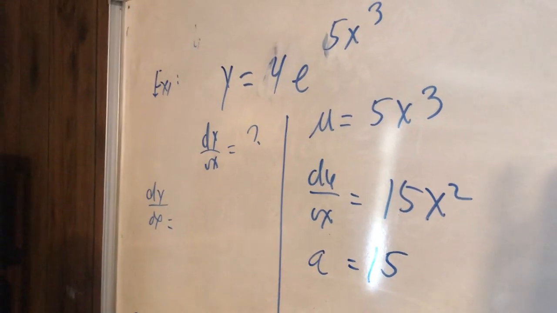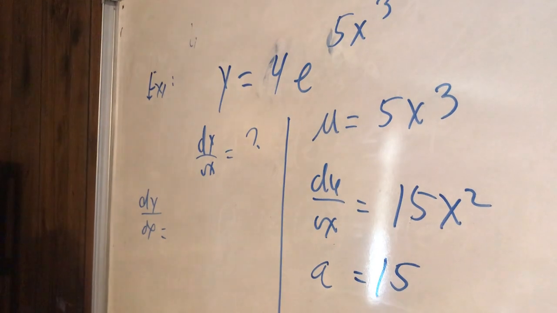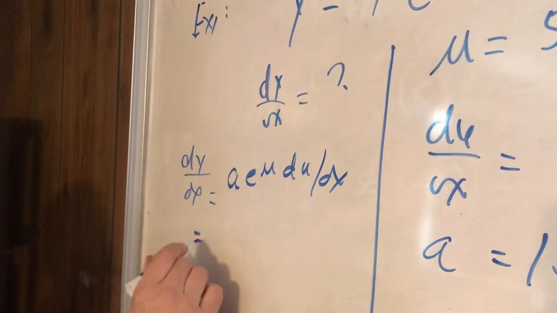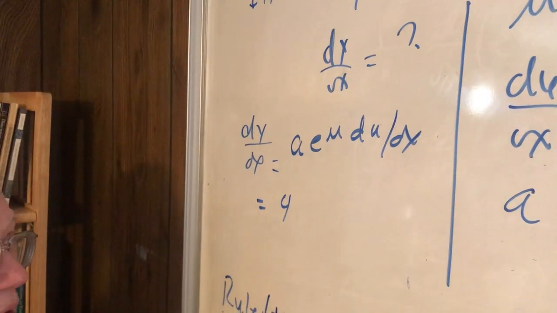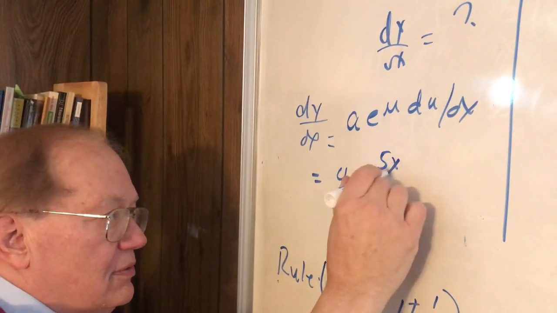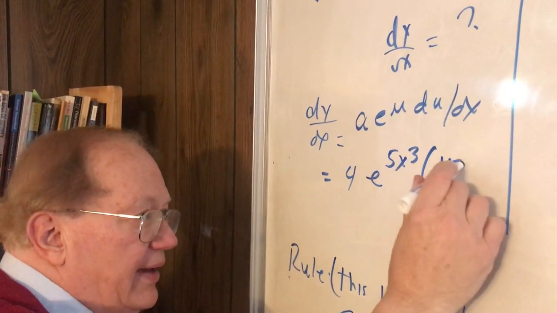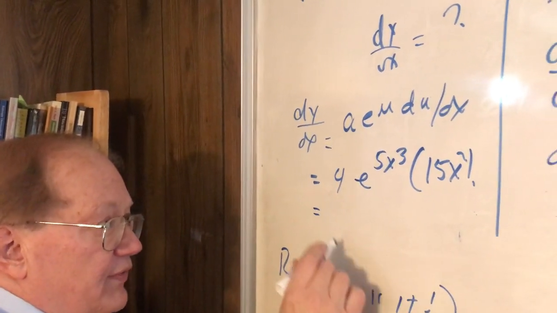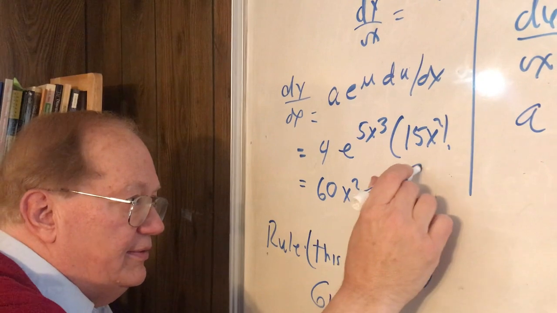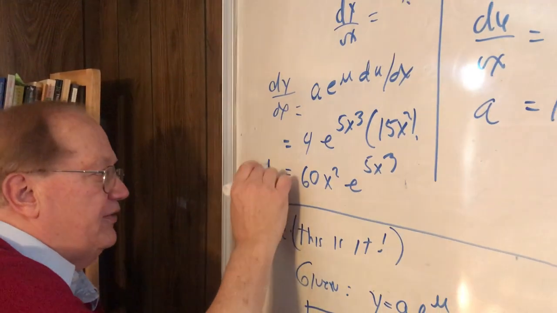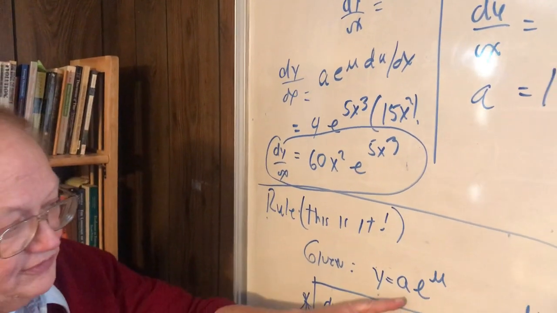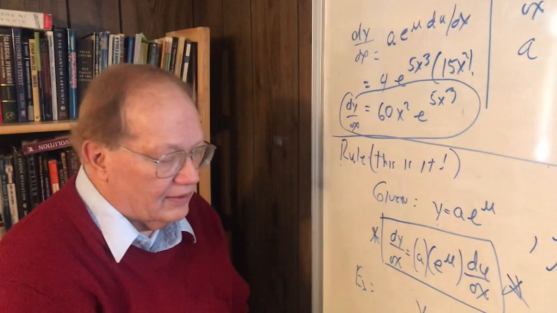So now dy dx is going to be a e to the u du dx. That's going to be 4 e to the u, which is e to the 5x cubed, times 15x squared. 4 times 15 is 60, x squared, e to the 5x cubed. And that's your solution. Don't forget to change that. The book does not put an a in front of there. Okay?